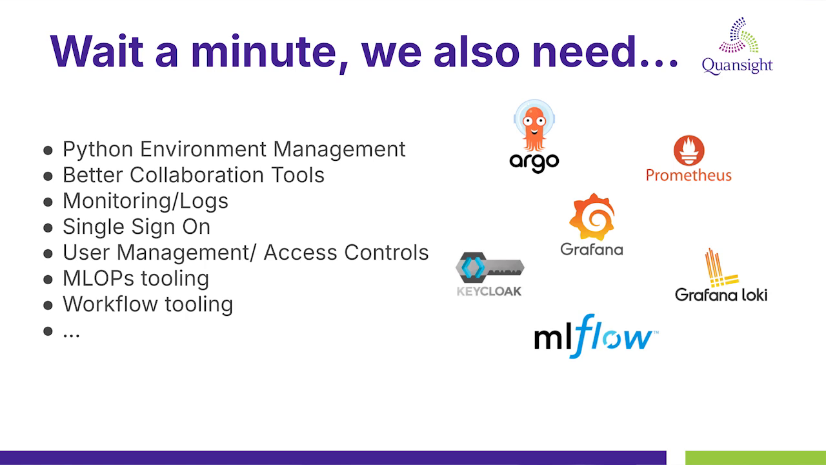But once you install it, then you're like, oh, we actually need to manage our Python environments, like you were talking about previously in Codespaces. How do you manage all your things? People want better collaboration tools. They want monitoring and logging, single sign-on, access controls, MLOps tooling, workflow tooling, and suddenly you're not just deploying JupyterHub, you're deploying a whole set of tools. And you're making choices. Should I use MLflow or should I use something else? Should I use Argo or should I use Prefect? You get into this paralysis of, okay, which ones do I deploy and how do I integrate everything together and how do I make everything work together?